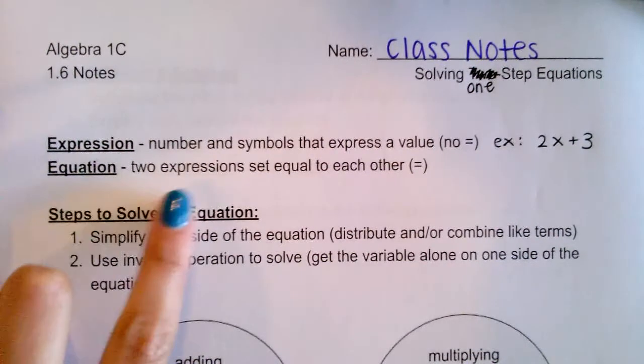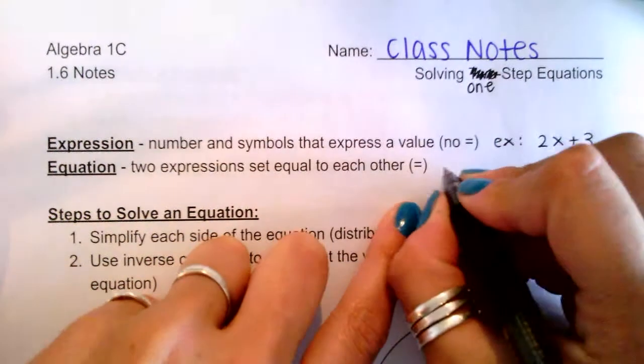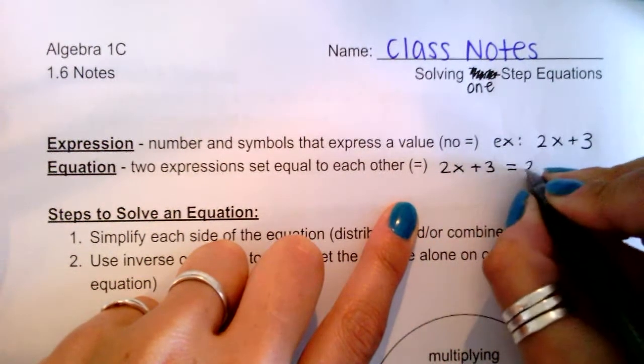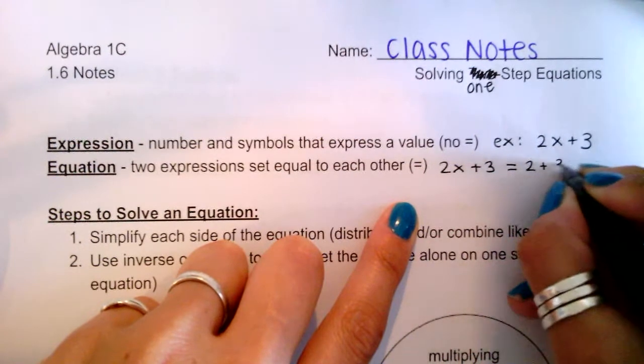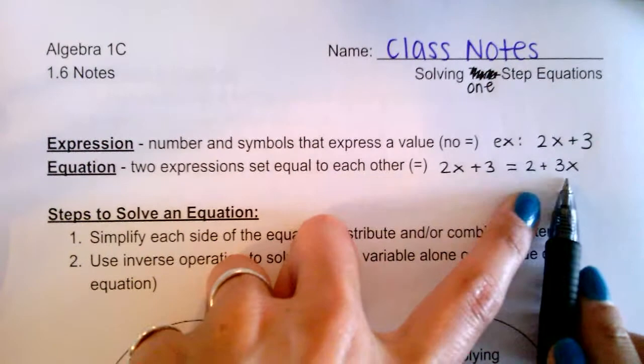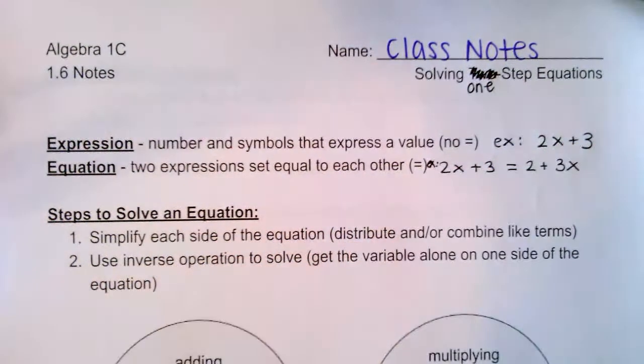An equation is when you have two expressions set equal to each other, so it must have an equal sign. So that's going to look something more like this. So we've got an expression on this side, an expression on this side, and an equal sign in between. So that's an example of what an equation looks like.